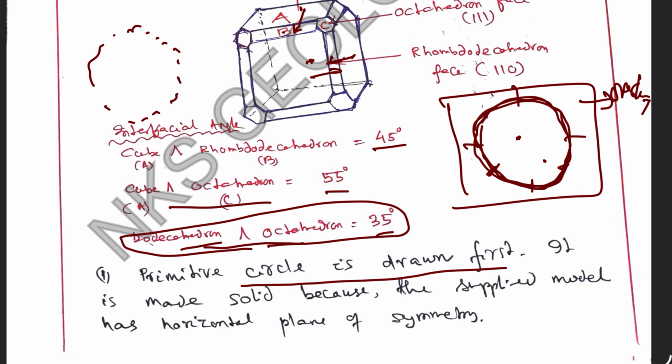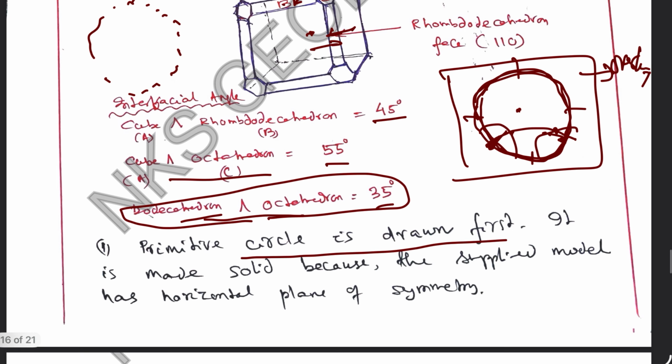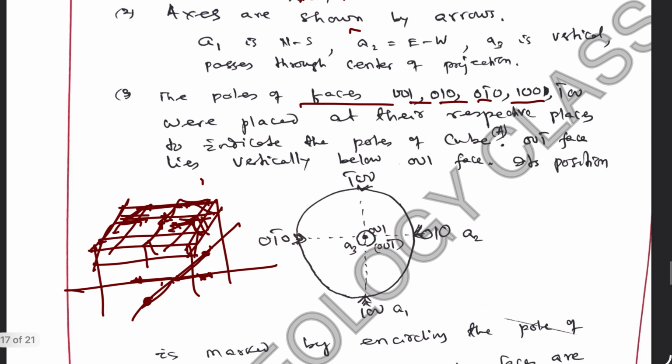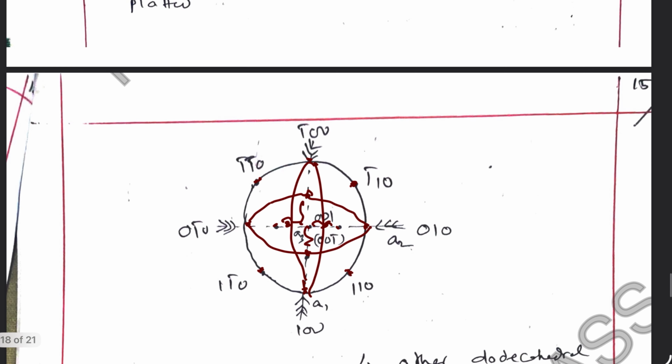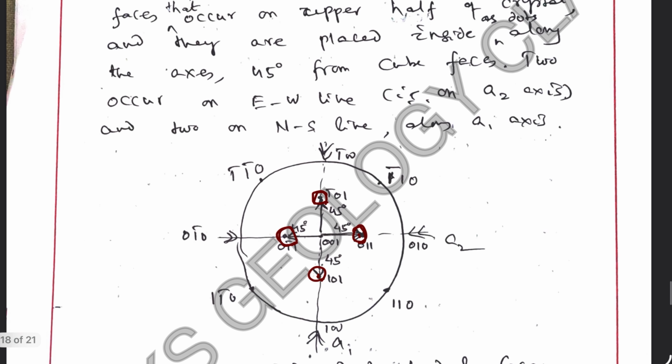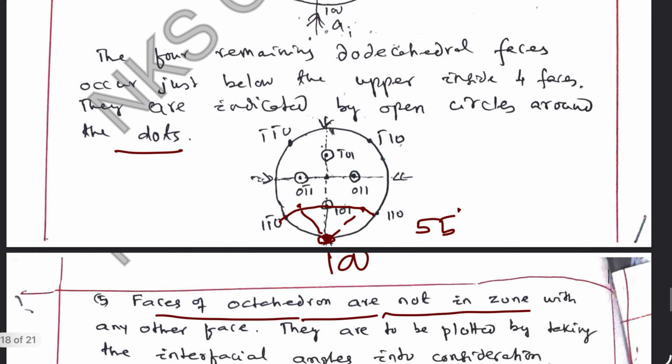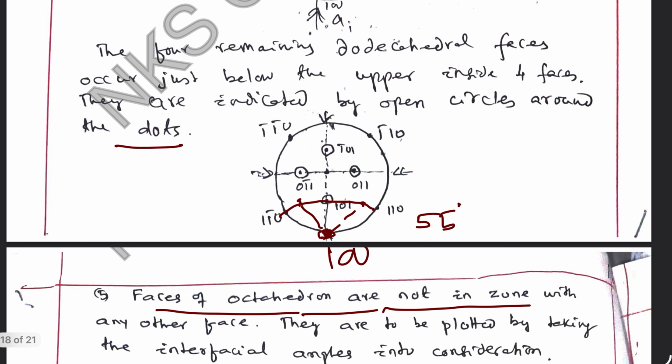So here is the cube face. This angle is 35, so keeping these two at the center, 35-degree circles are being drawn. The 55-degree circles are there. So the points of intersection of these circles give the position of the octahedral faces. That has been shown here. So this is the position.